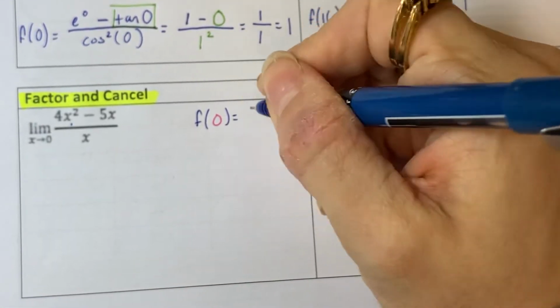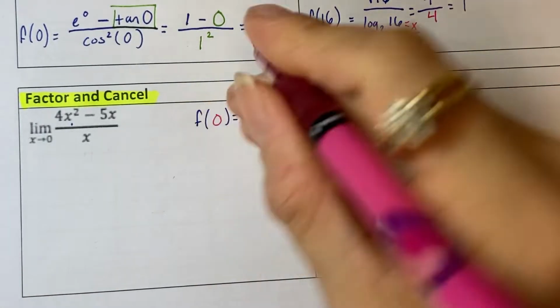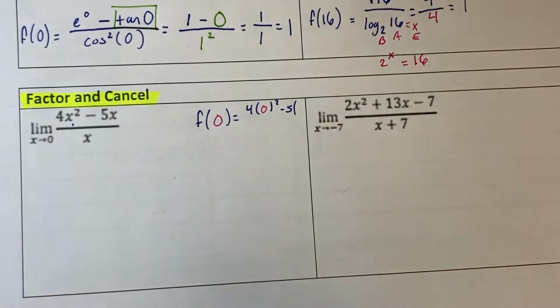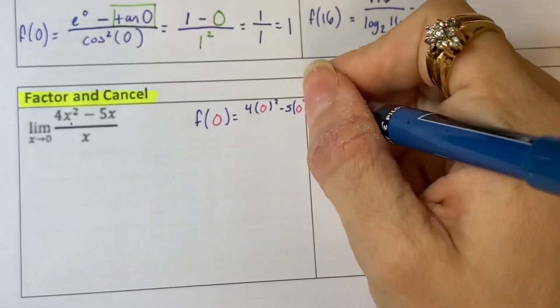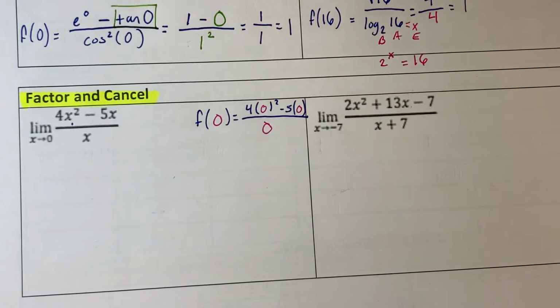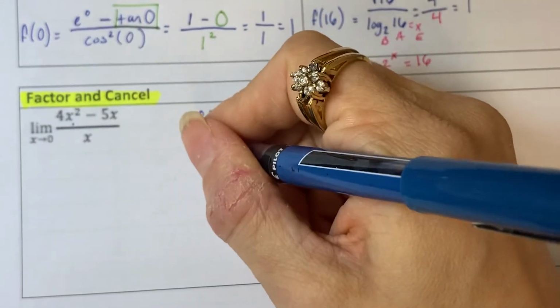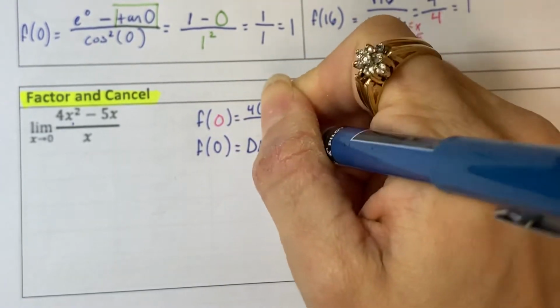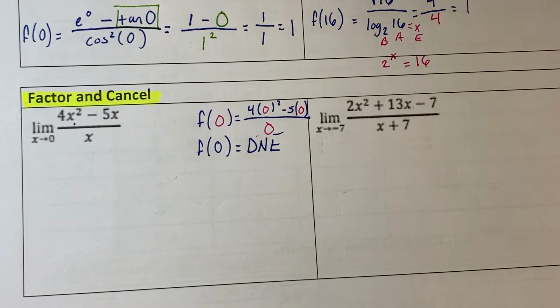I plug in 0 and I get 4 times 0 squared minus 5 times 0, all over 0. Folks, 0 divided by 0 again is what we call indeterminate, and it is also undefined. So f of 0 DNE, it does not exist. The function is not defined there.